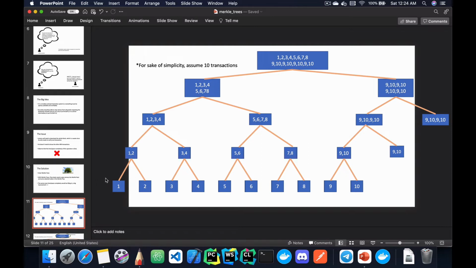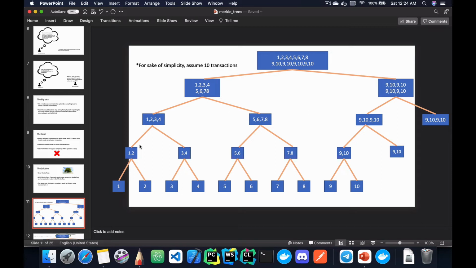Over here, where my mouse is hovering around, is block 1. And block 1 contains the hash of transaction 1. Block 2 contains the hash of transaction 2. Block 3 contains the hash of the third transaction. And so on, all the way up to transaction 10.